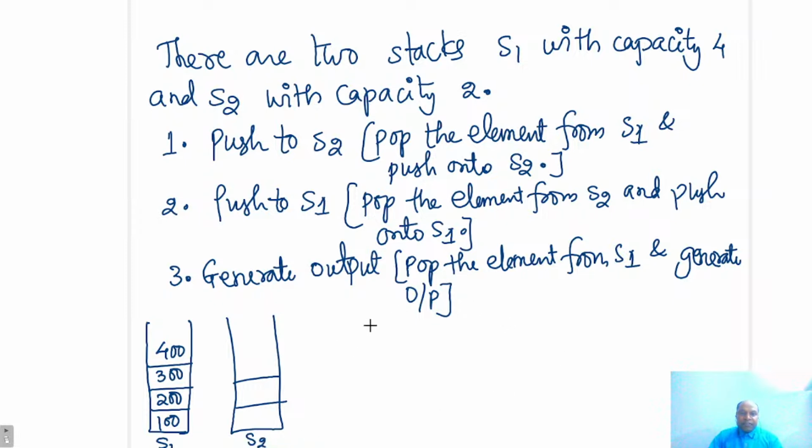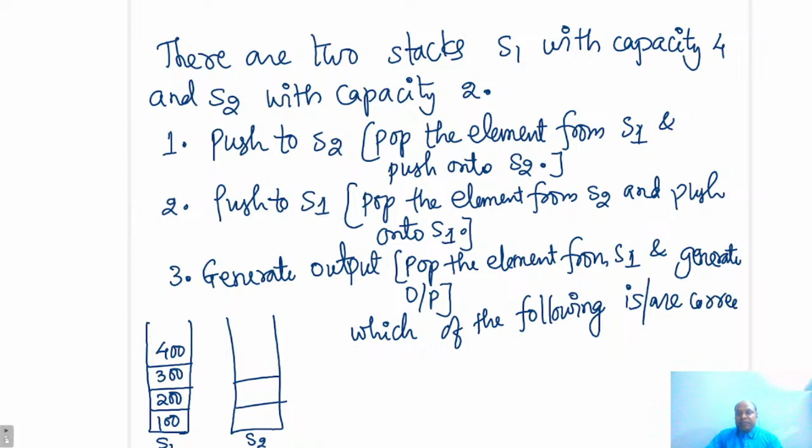So the question says, which of the following options is or are correct, okay. So this particular question is of type MSQ.